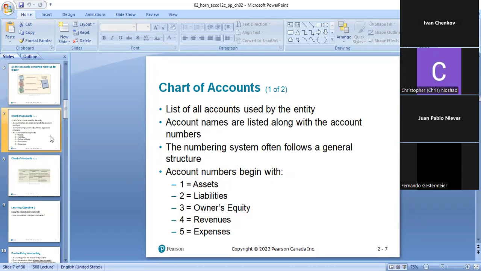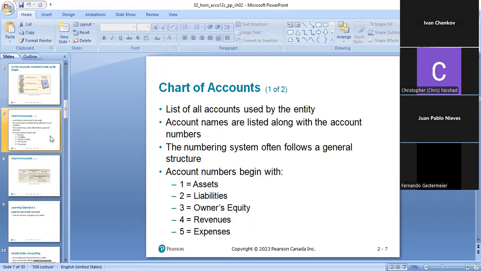How are we going to organize this information? Very simple. We're going to use the number system. We're going to use the Arabic numbers, not the Roman numbers. And with number one, when you see number one in front of the account, that will be assets. All the assets accounts, we're going to start with number one.